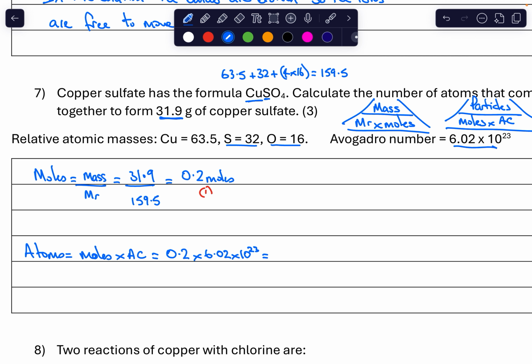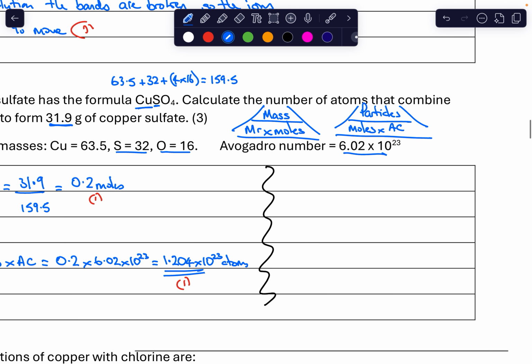So here I'm getting an answer of 1.204 times 10 to the power of 23, and that's the atoms. Now again, if I've got that far, I'm going to get myself another mark. Let's divide this page up a little bit. I've got one more step to do. The final step is the one that most people forget, so let's not fall into that trap.